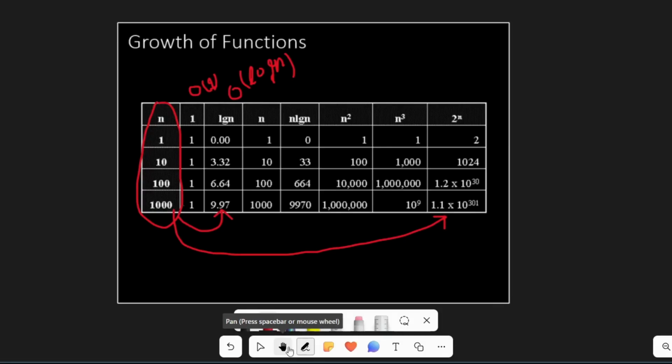So we learn more about time complexity in our next lecture.